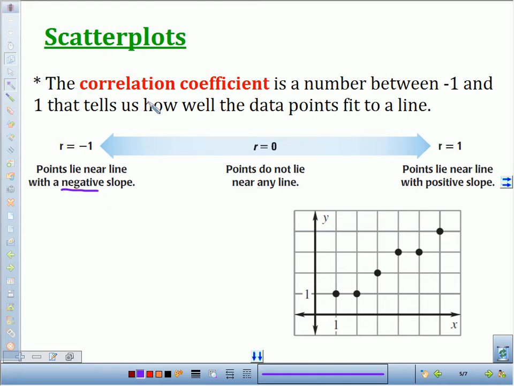On the other end, we have a correlation coefficient of 1. Again, those points would be pretty close to a straight line. And if the line is moving upwards, that's with a positive slope, then r is 1. As we get towards the center, between -1 and 1, we would have 0. And if the correlation coefficient is 0, then the points don't really lie on a line. That would be one of those no correlation kind of situations.